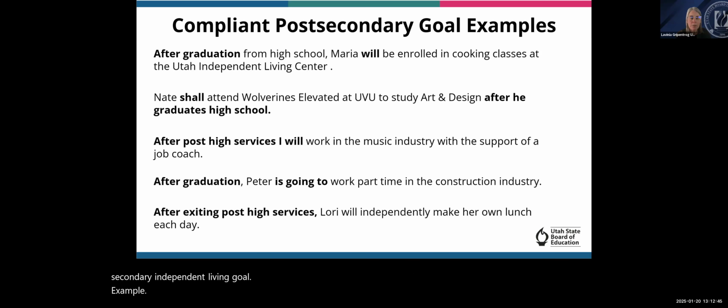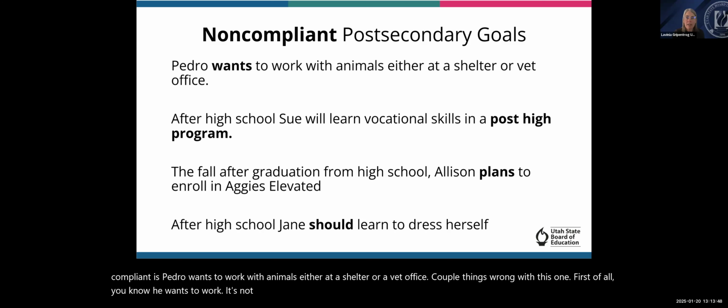Okay. Non-compliant post-secondary goals. What we sometimes see that we would mark non-compliant is: Pedro wants to work with animals either at a shelter or a vet office. A couple things wrong with this one. First of all, he wants to work. It's not really active language. It doesn't have a statement of when this goal is going to happen. It's missing that. And it's great information. We know Pedro's interested in animals. So this is information that belongs in a PLAAFP statement. This is something that you learned about the student through a career interest inventory, for example, but it's not written as a compliant goal because it's missing those components I just mentioned.